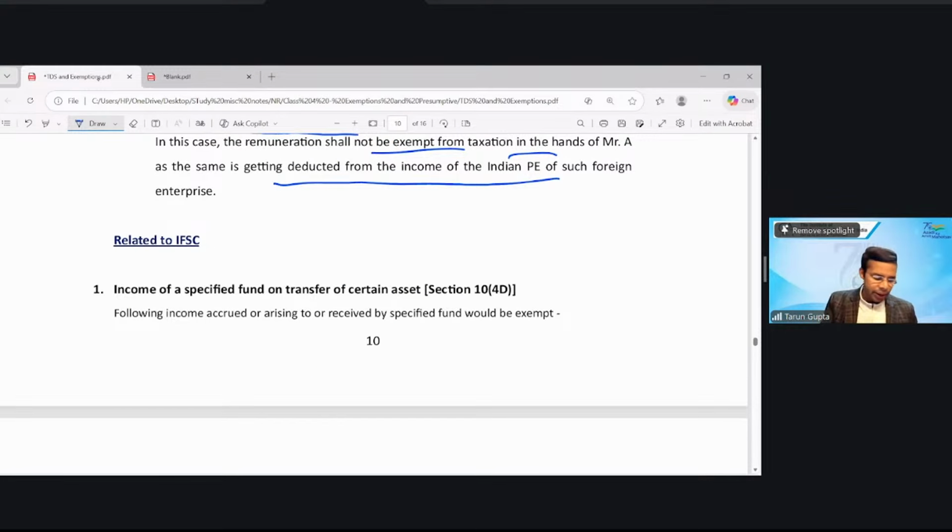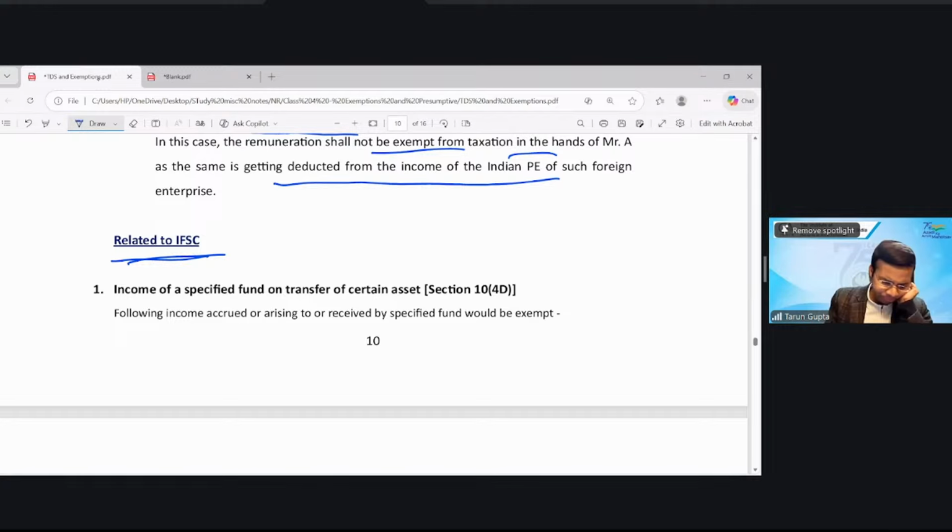Now, lastly, not the last one, but a major exemption related to IFSC. What is this IFSC? IFSC is Integrated Financial Service Centre. You treat this as an onshore offshore unit. Onshore offshore means they are actually within India but treated as a part of foreign land.